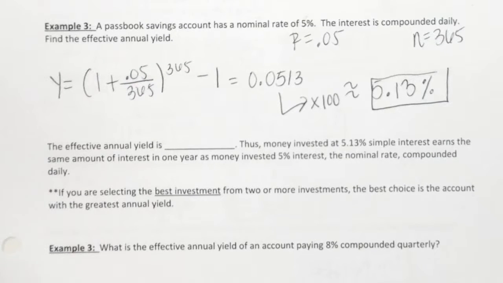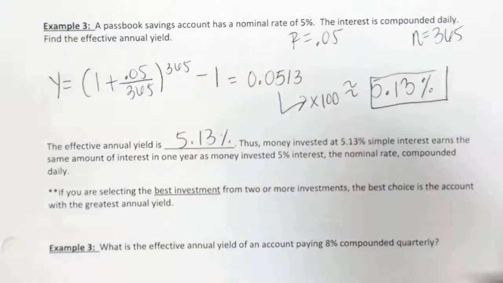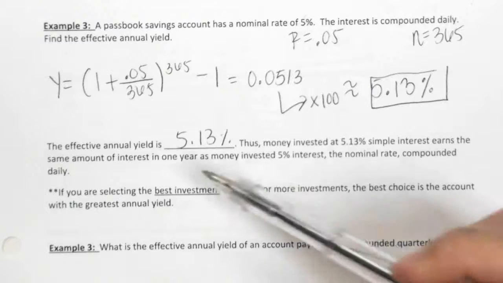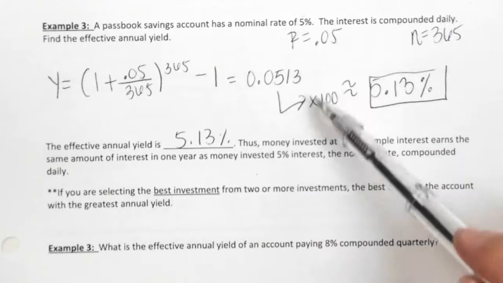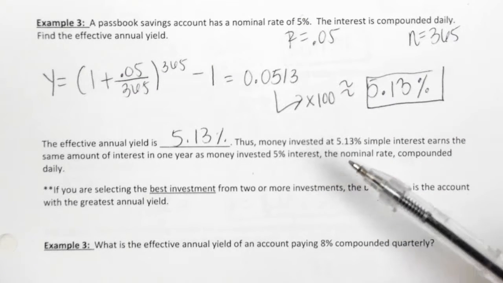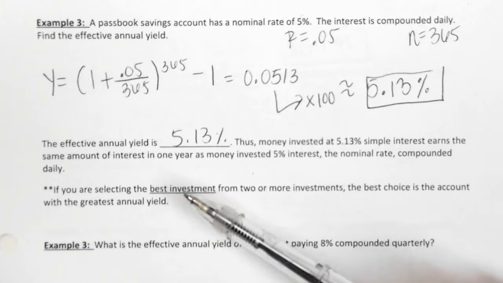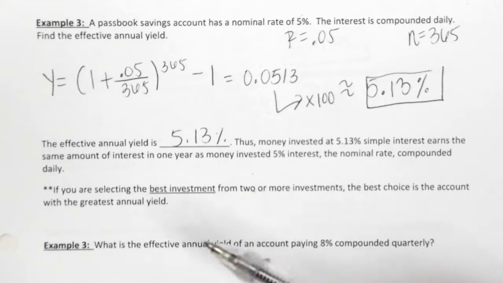Alright, the effective annual yield in this problem was 5.13%. Thus, money invested at 5.13% simple interest earns the same amount of interest in 1 year as money invested at 5%. You can see with the start of our problem, the nominal rate compounded daily. So if you are selecting the best investment from 2 or more investments, the best choice is the account with the greatest annual yield.